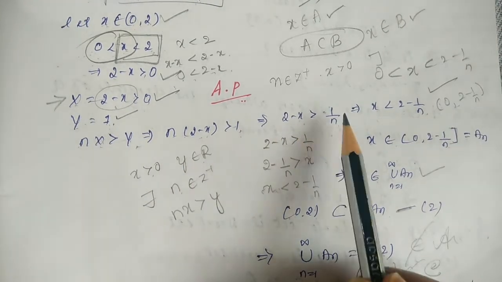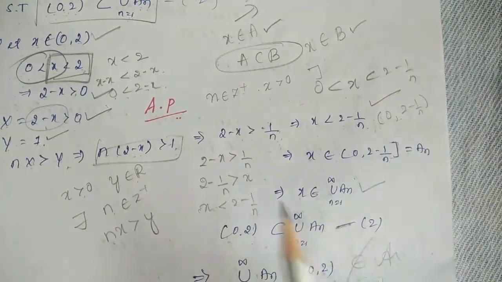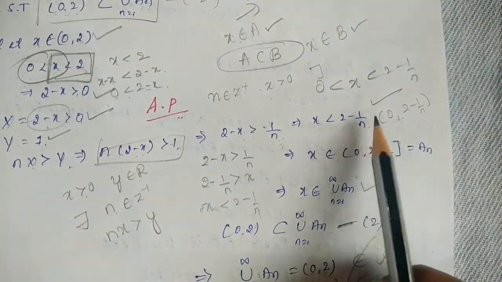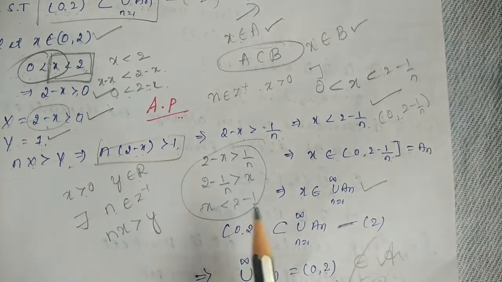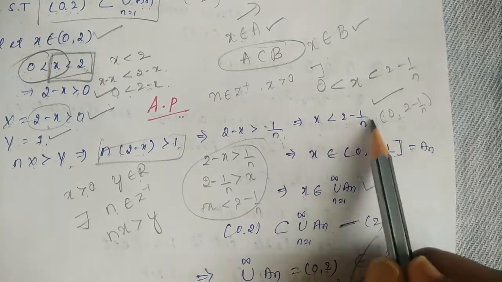So 2 minus x is greater than 1 by n. From this we get 2 minus x is greater than 1 by n, or you can say x is less than 2 minus 1 by n. Here I am considering this. Next, x is less than 2 minus 1 by n. So what does x less than 2 minus 1 by n mean?